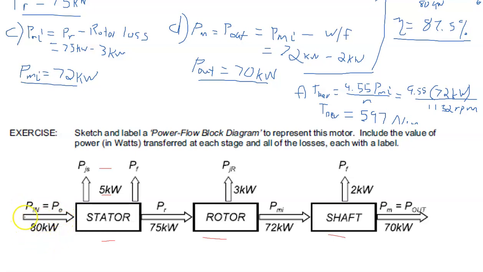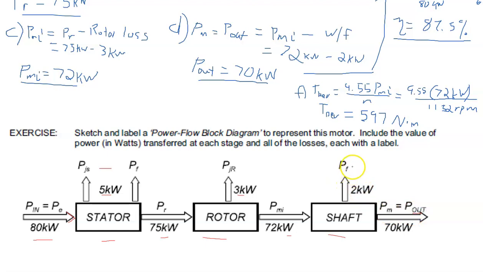So the input power is electrical, and remember the arrow is important because it shows us the direction of power. 80 kilowatts into the stator. The stator losses then are, I'd call this the stator copper losses and the iron loss, and that totals 5 kilowatts. So then PR is 75 kilowatts, and of course those numbers match our calculations up there. 75 kilowatts delivered to the rotor across the air gap. PJR is our rotor copper loss, and it's 3 kilowatts as we calculated. The rest of the power then, 75 minus 3 is PMI. 72 kilowatts is delivered to the shaft. It is the mechanical power developed. The shaft loss is windage and friction, 2 kilowatts. So 70 kilowatts is delivered to the load, and that of course is P out.